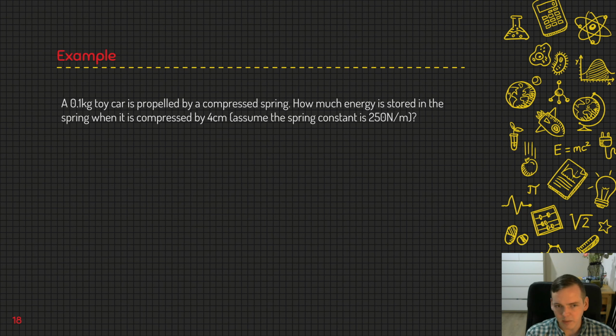All right, let's look at a couple examples here. A 0.1 kilogram toy car is propelled by a compressed spring. How much energy is stored in the spring when it is compressed by 4 centimeters, assuming that the spring constant is 250 newtons per meter? So our delta U spring is equal to 1/2 k times the delta of the delta x squared. Well, if we started with it not compressed, that means delta x initial is going to be 0 centimeters, and delta x final is going to be 4 centimeters. Now, both of these need to be in meters for us to work with our values. Luckily, 0 centimeters is easy to convert to meters, but 4 centimeters is going to be 0.04 meters.